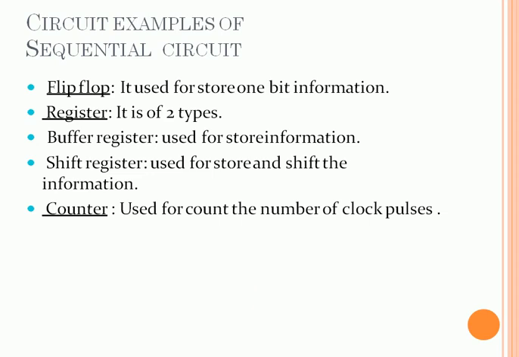Here we have some examples of sequential circuits. The first one is a flip-flop. A flip-flop is basically a storing element that can store a single bit in itself. That single bit may be a 1 or a 0. Registers are also sequential circuits. We have two types of registers. One is a buffer register and the second is a shift register. Buffer registers are used to store the information, and shift registers are used to store the information and also to shift the information.